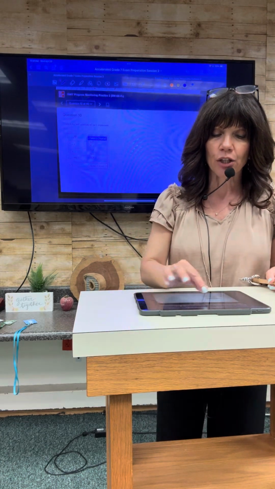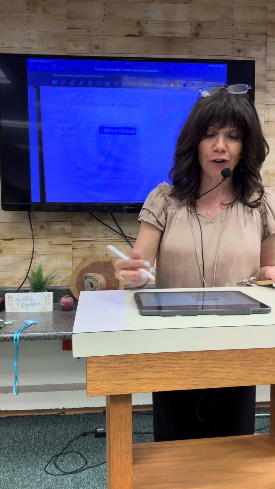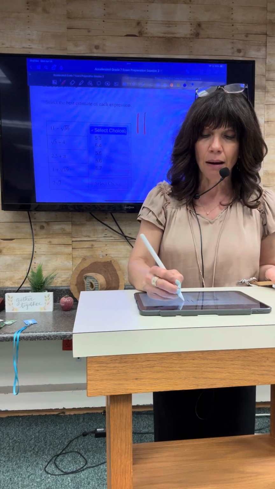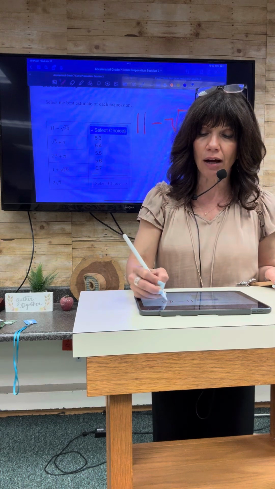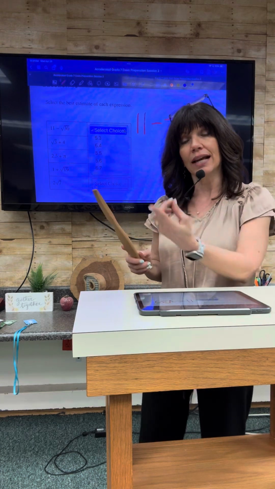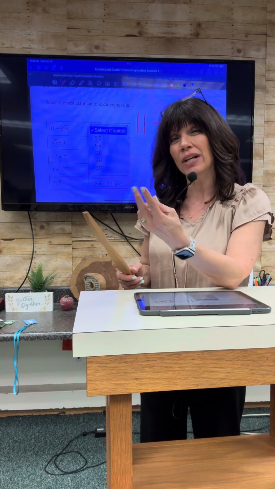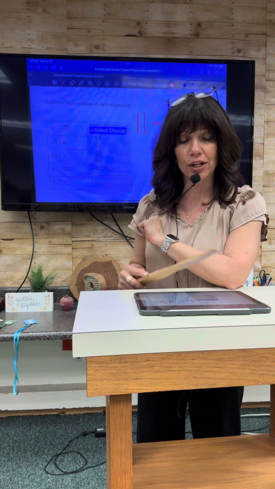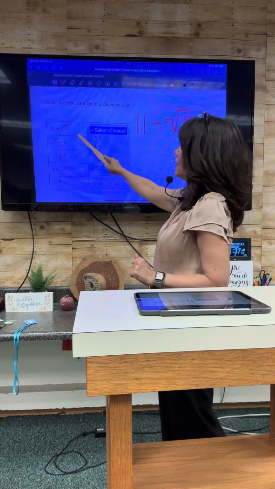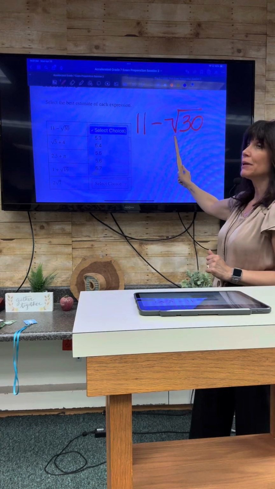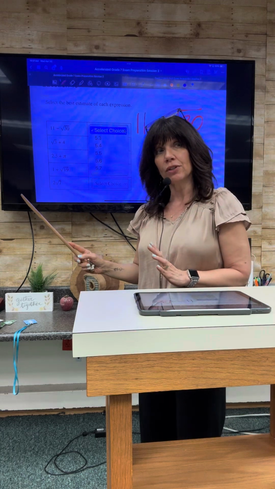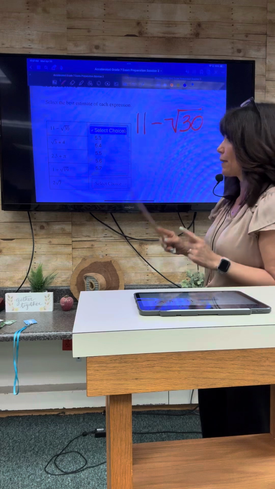Item number 10, you will select the best estimate of each expression. The very first expression is 11 minus square root of 30. Now class, I'm just going to tell you the honest truth. Even though you have choices, an online calculator or a handheld calculator, the smarter one to use for this item is your online calculator, simply because there's a little bit more involved and it will be easier for you to check and see, did I include all the right pieces?